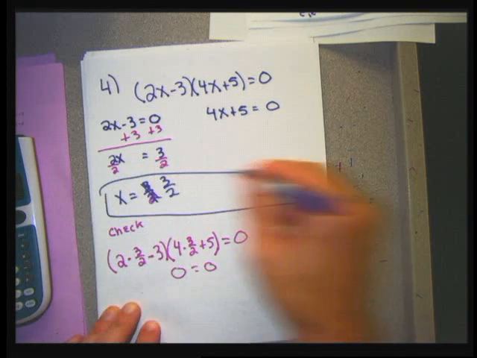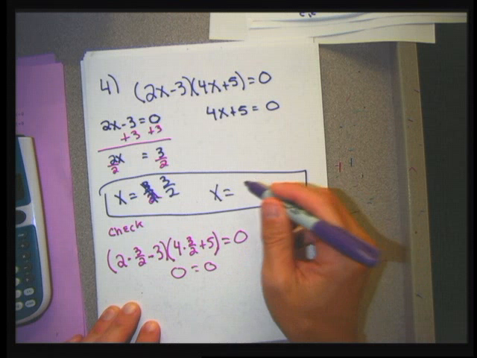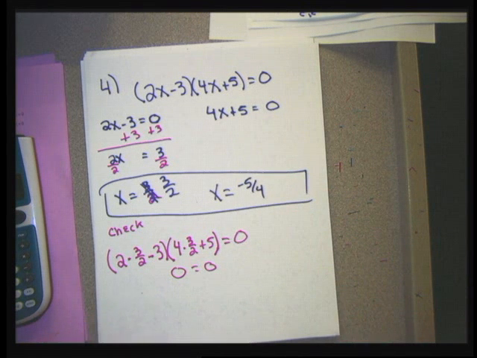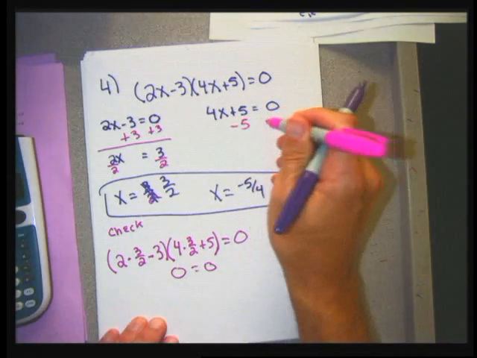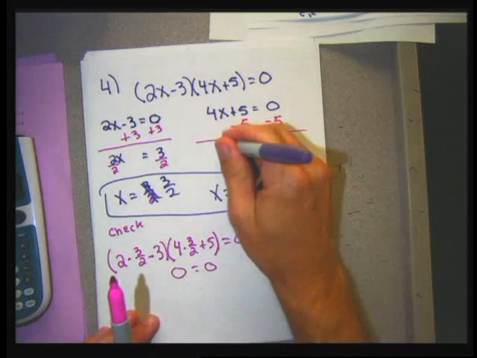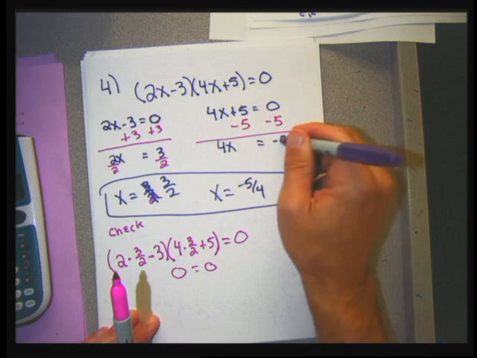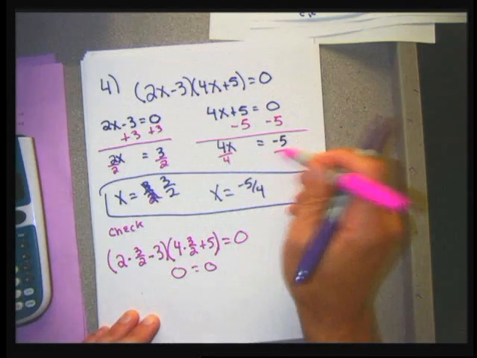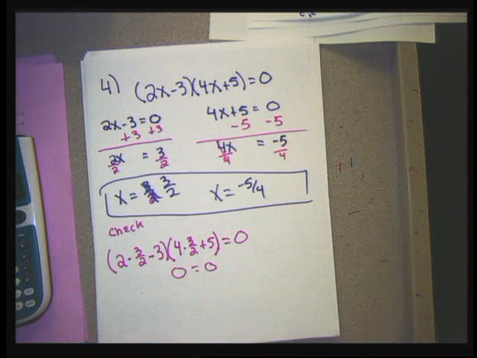What's the other solution? -5/4. Thanks, Manuel. -5/4 is going to be the other solution. I get that similarly. I'm going to minus 5 from both sides to detach the 5 from the left side. When I minus 5 from the left side, it leaves me the 4x. On the right side, 0 minus 5 is -5. And then I divide both sides by 4. On the left side, the 4's cancel, leaving me with the x. On the right side, I get -5/4.